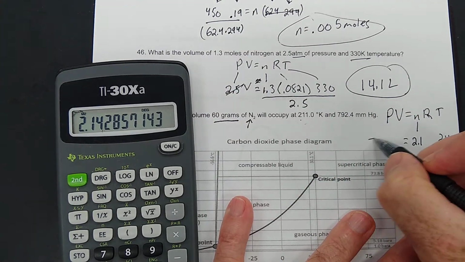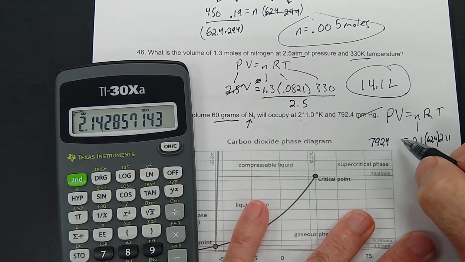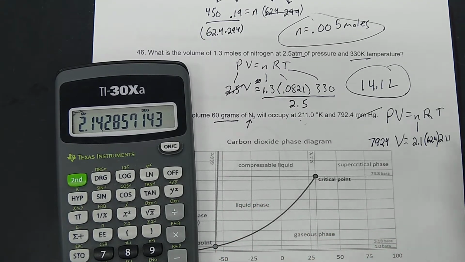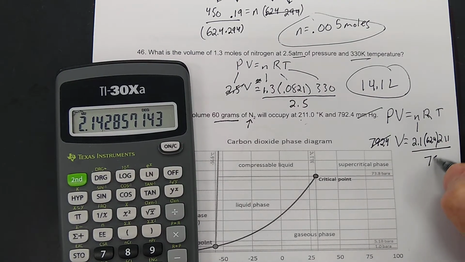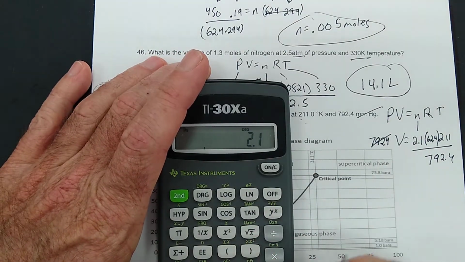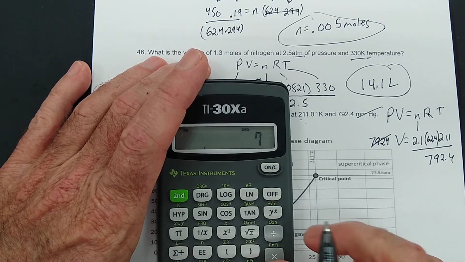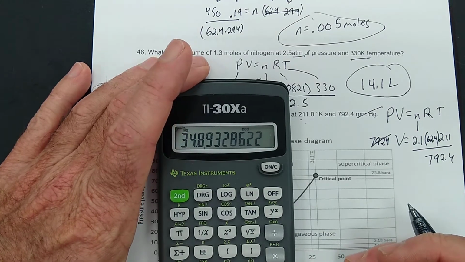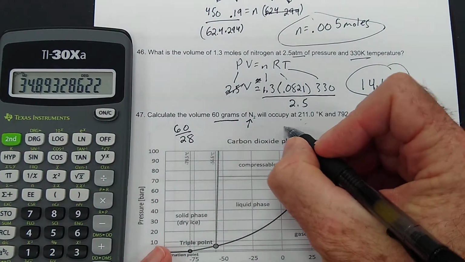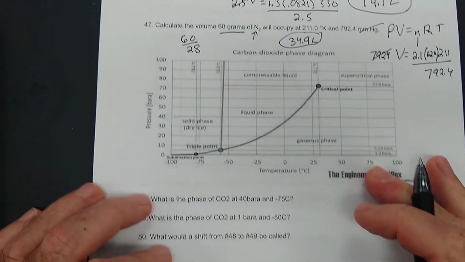2.1 moles. 211 is our temperature. The pressure is 792.4, and it's in millimeters of mercury, so we need to use 62.4 for our R. And we're looking for the volume. I'll ask you what that is, and you would say that divided by 792.4. Calculate that: 2.1 times 62.4 times 211 divided by 792.4. 34.9 liters.